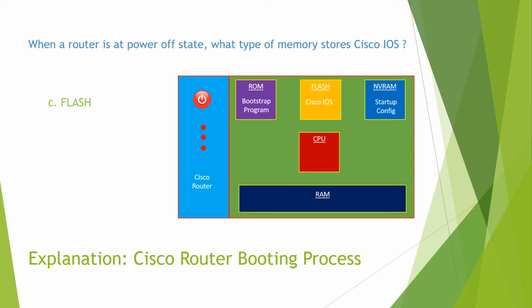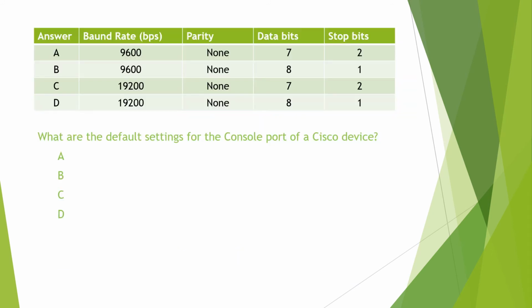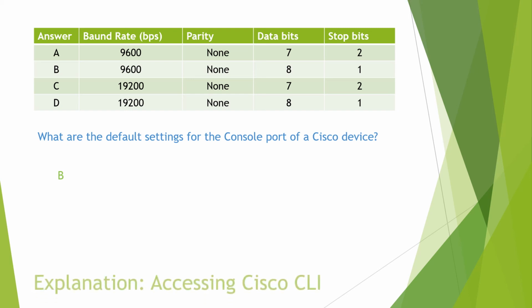Cisco's router booting process. The question reads, what are the default settings for the console port of a Cisco device? As you know, the default settings for the console port of a Cisco device are the baud rate is 9600 bits per second, parity is none, the data bit is 8, and the stop bit is 1. So the answer for this question is B. You can find the detailed explanation for this question in the video.